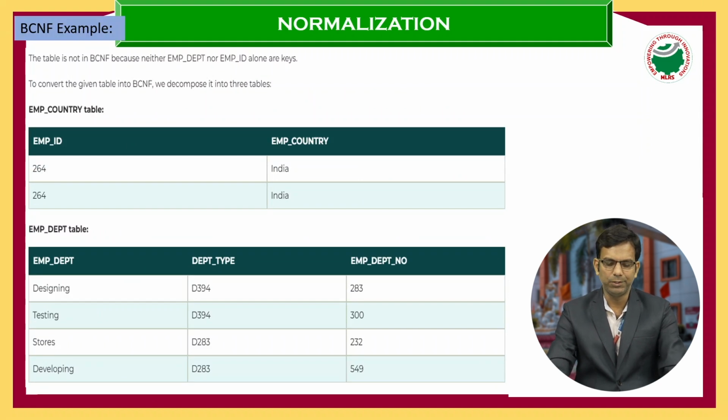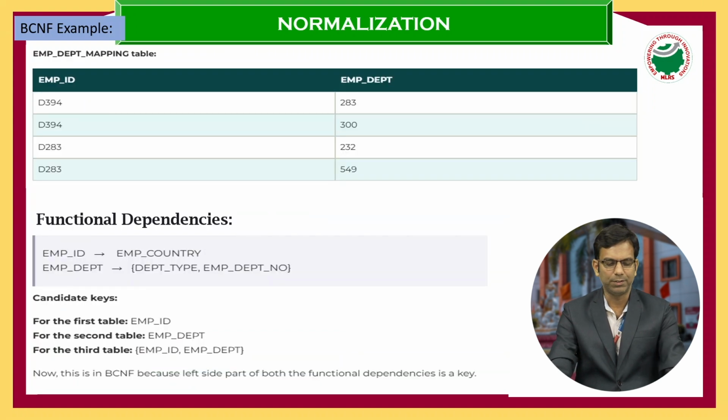The employee country table has 2 attributes, employee ID and employee country, and the employee department table has 3 attributes, that is employee department, department type and employee department number. So the employee ID 264 belongs to employee country, and for employee department I have taken designing, testing, stores and developing. These 4 departments I have taken, along with the department type and employee department number.